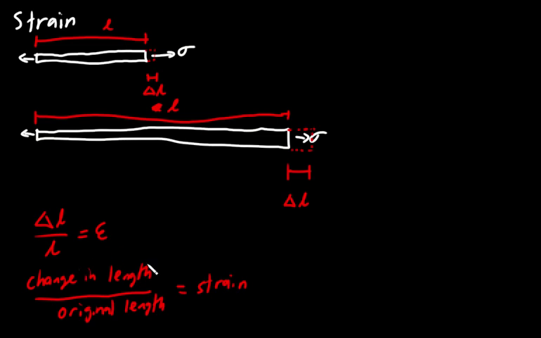Now, you notice that because these are both length units, strain is given as just a number. There's no units for this. They cancel out. So strain generally is given by a decimal, but you can also give it as a percentage.